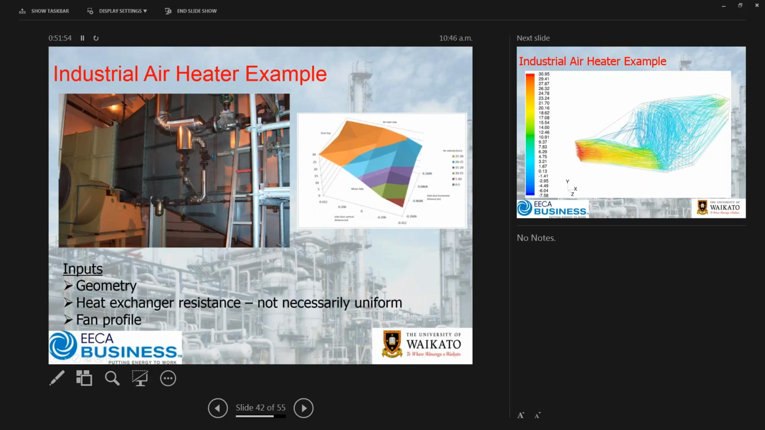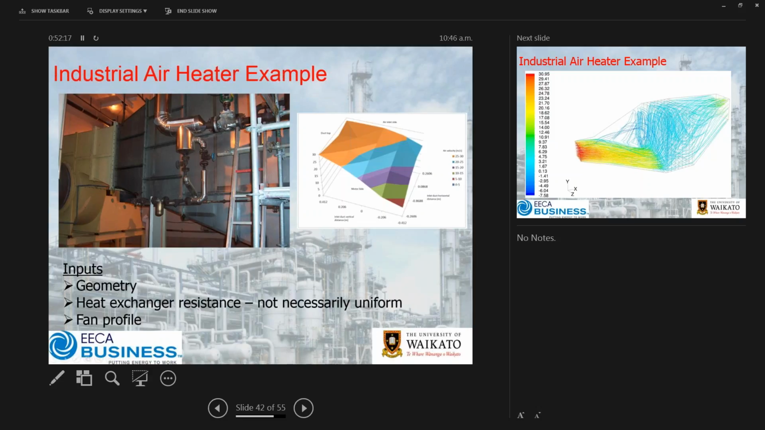Now, what you'll notice here is this graph is actually the exit velocity profile coming out of the fan, and you'll see at the top we've got a fairly high velocity of over 30 meters a second, whereas down in this bottom corner we're under 10 and pushing 5 meters a second. So we have quite a maldistribution of flow, and of course our challenge is how do we get that flow to go where it needs to go.